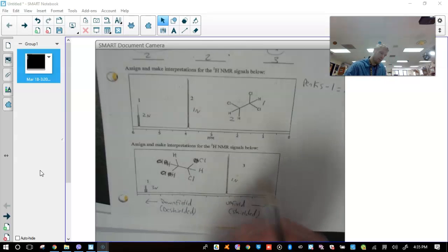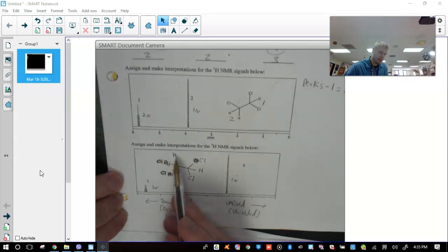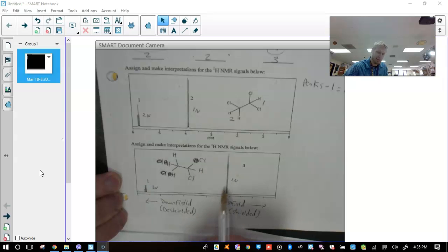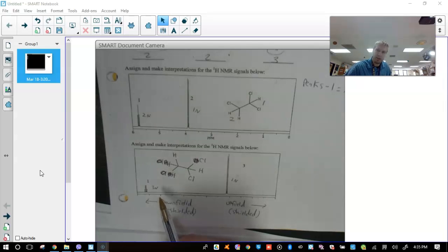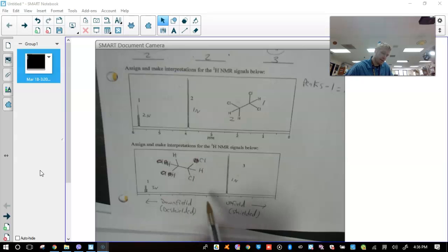So let's do another example, like this one right here. We've got three H, then an H and Cl and Cl, and we've got 2 extremes. This one's kind of more upfield, shielded. This one's downfield, de-shielded. The one that's de-shielded is with the most electronegative entities, which is the 2 chlorines right here. Does it have 1, 2, 3 neighbors? Yes, it's a quartet. 4 minus 1 is 3 neighbors. And it's very de-shielded, so it's downfield.